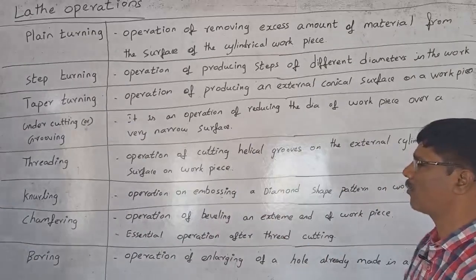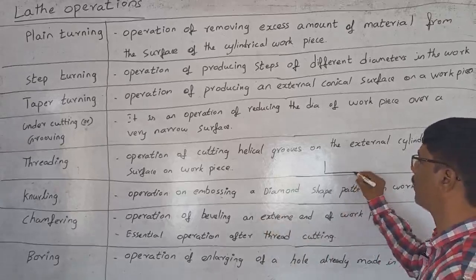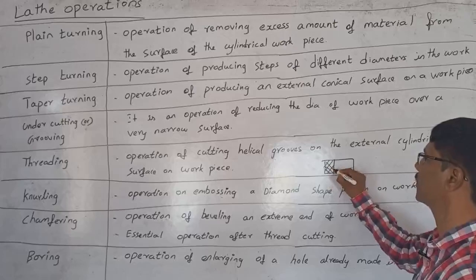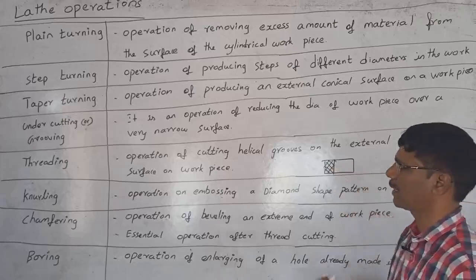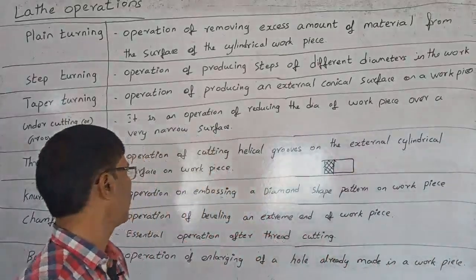Knurling is the operation of embossing a diamond-shaped pattern, for gripping purposes. Here the diamond-shaped pattern can be made. That type of operation is called knurling.